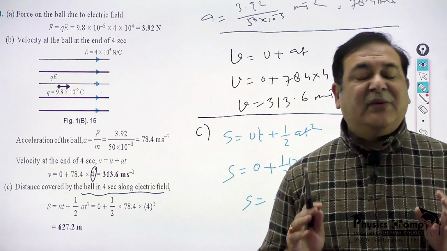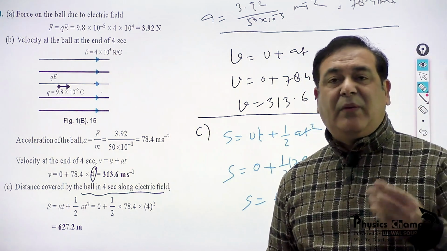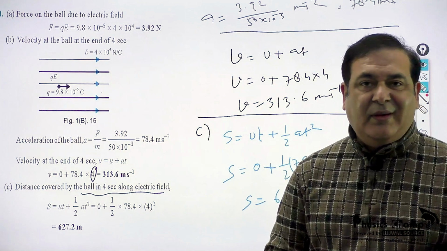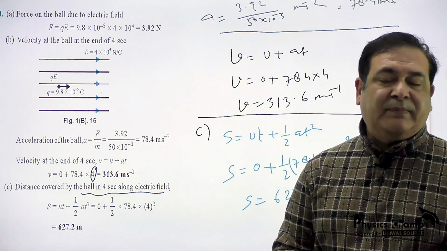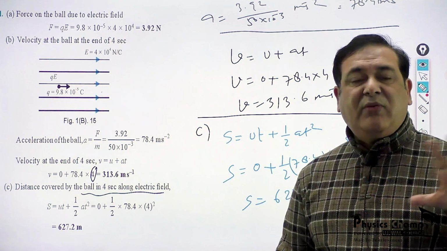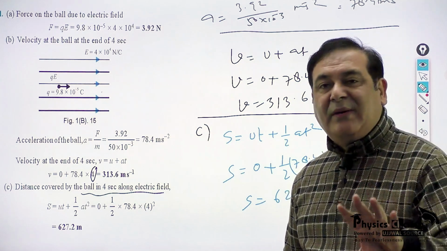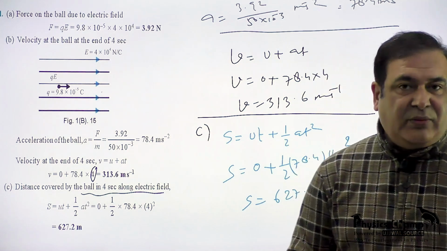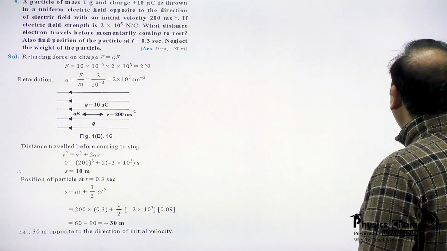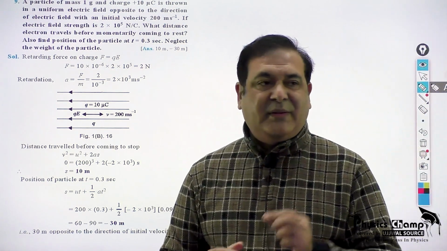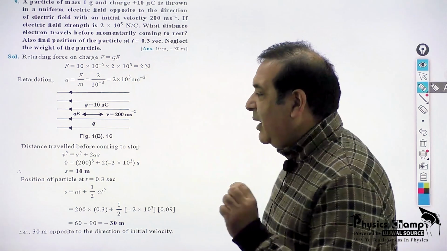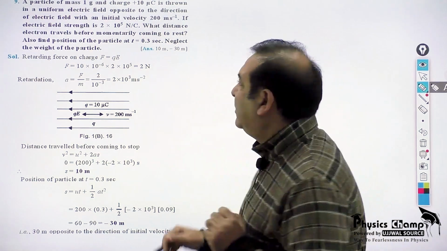So it was a simple question of equation of motion. Otherwise, the only important thing is the physical significance of electric field, that if in a uniform electric field you are keeping a charge, it is going to experience the force QE. Now question number 9 is on similar lines, but there is a small difference. This time it's a negative charge.